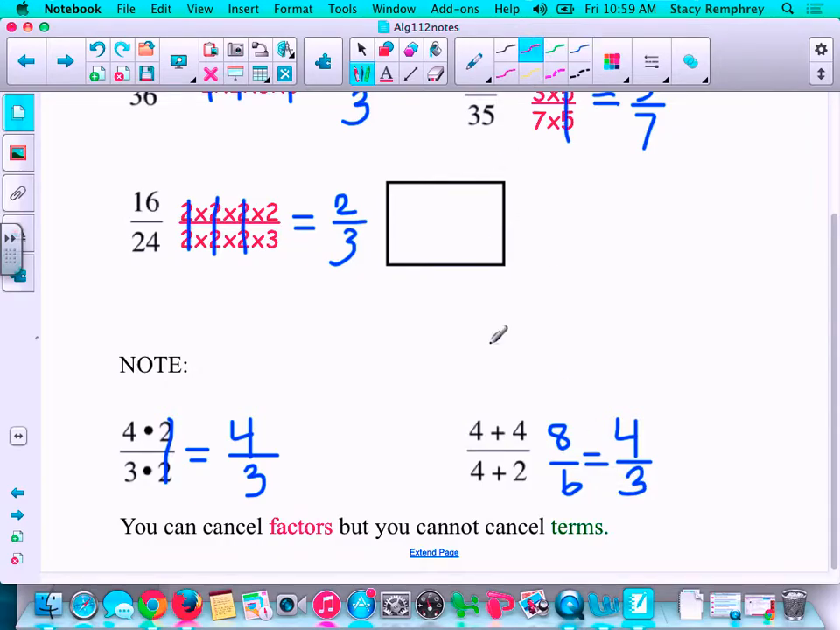Now, if you try to do that by canceling like terms, oh, look, this red is wrong. So red is the wrong thing to do. If you canceled those, you would get 4 over 2. That's 2. That's not right at all. You cancel factors, you do not cancel terms, and that is going to be a huge idea in this chapter.